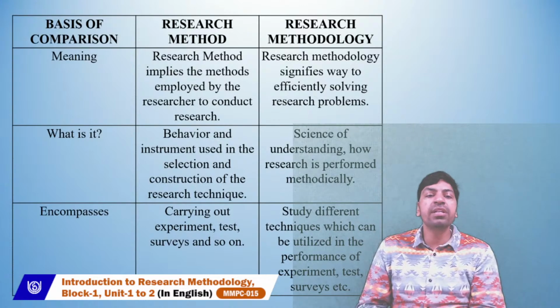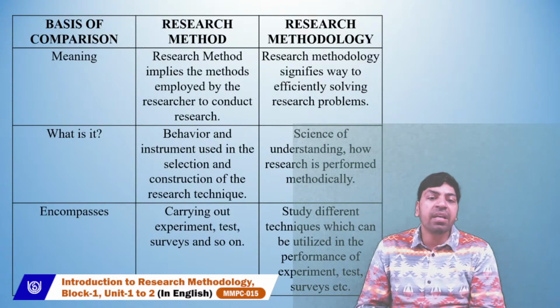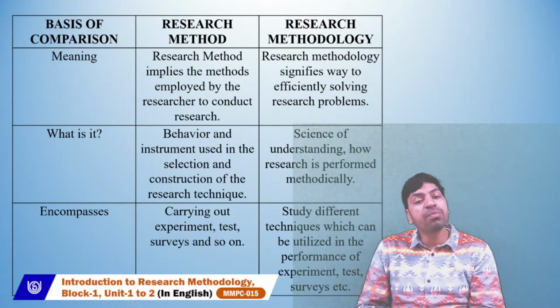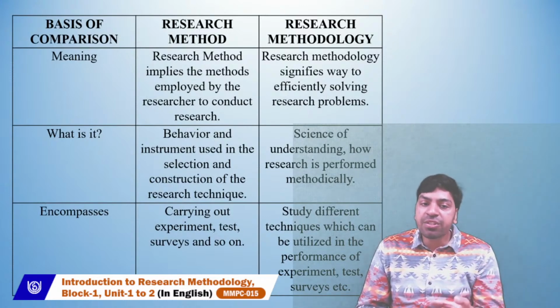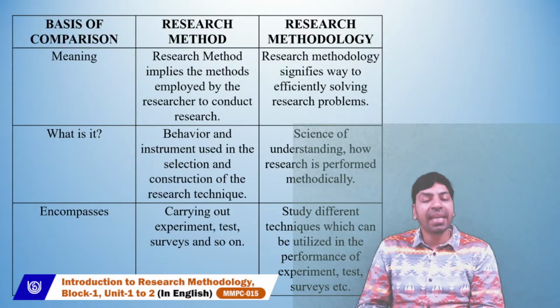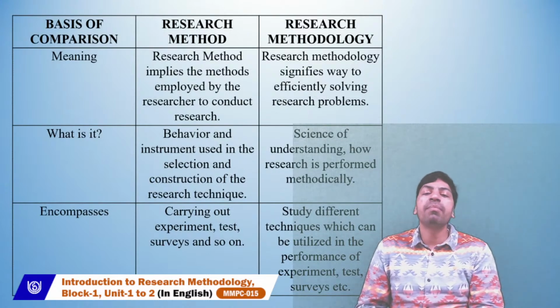Research method is used to assess behavior: what would be the instruments to be used to select, and how to construct the research technique. But research methodology is a science of understanding how the research is performed methodologically.